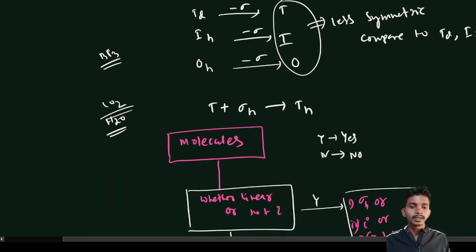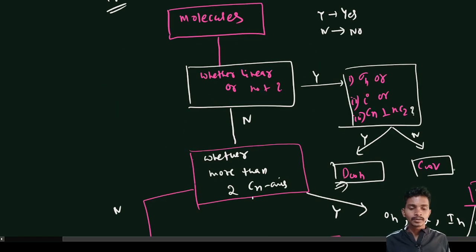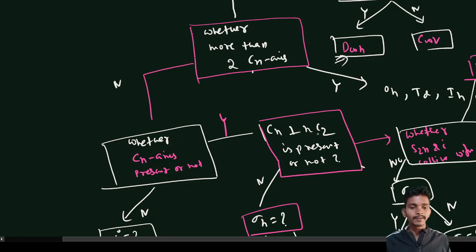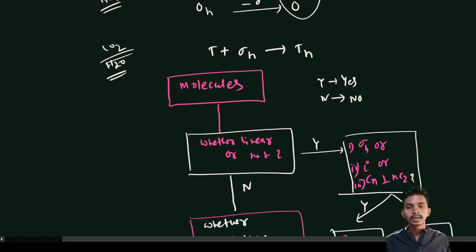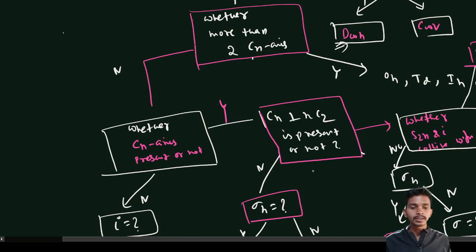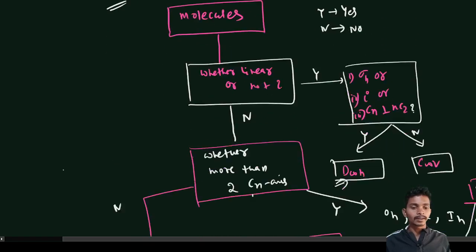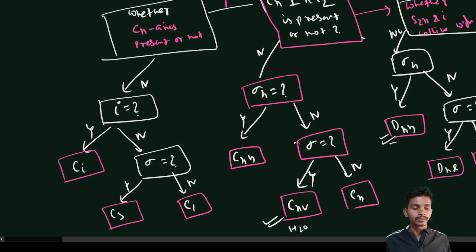Similarly, if I talk about the BF3 molecule. So BF3 molecule, whether it is linear? No. So that will come here. Whether more than two CNs? No. This has one CN axis, then it will come to here. Whether CN is present? Yes, it will go here. And CN perpendicular to NC2? Yes, this is the dihedral group. Here BF3 has a dihedral plane, so this is present, so that will go to here. Yes. And whether SN and I are collinear with CN? No, then this will come. Sigma h is present? Yes, then this is going to be the DNH point group, that is the D3H point group. Okay, so like this you have to go.